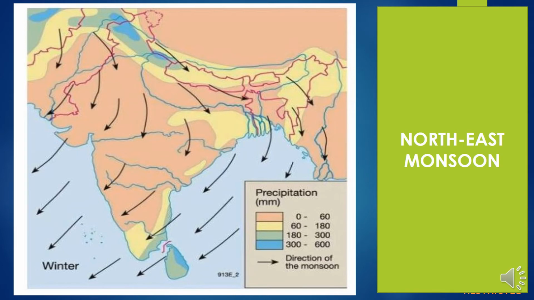Here we have shown the wind direction flowing during the northeast monsoon. Here the wind movement is from north to southwards and moving to the Arabian Sea and West Bengal.